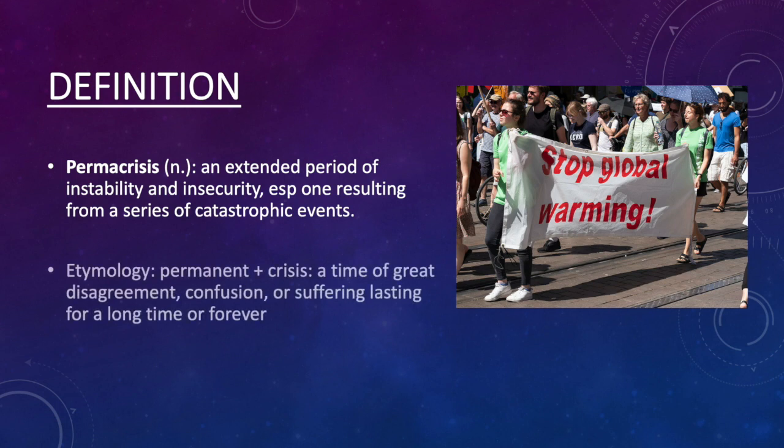The word permacrisis is basically a portmanteau or combination between the words permanent and crisis. One great example of a permacrisis will be global warming, which you can see these climate activists are protesting against.